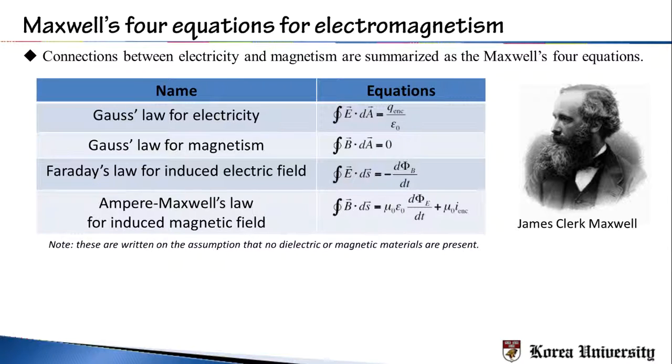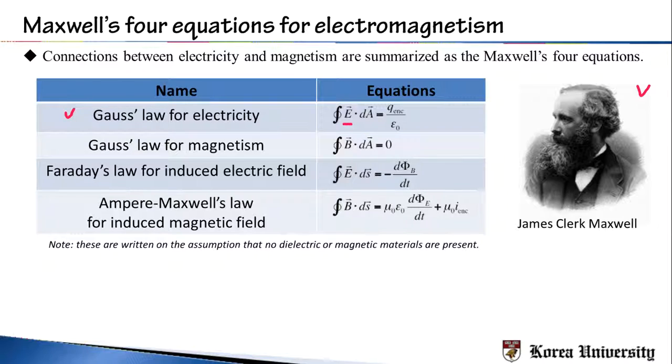Okay, here we are going to summarize the equations that we learned about electricity and magnetism and their connections. The four equations are summarized under the name Maxwell's equations, and this is James Clerk Maxwell, who summarized them. Okay, the first thing, the Gauss law for electricity.